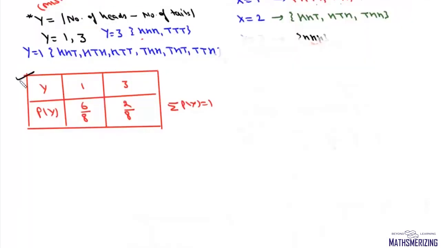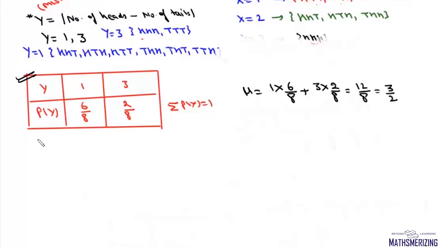Now we'll find mean and variance of random variable y. In this case, mu is 1 into 6 by 8 plus 3 into 2 by 8, and that will be 12 by 8, which is 3 by 2.